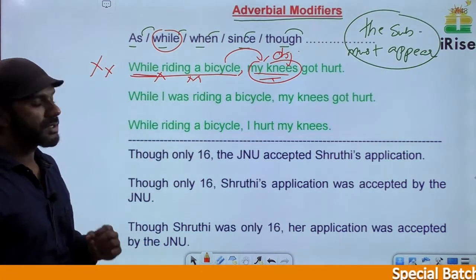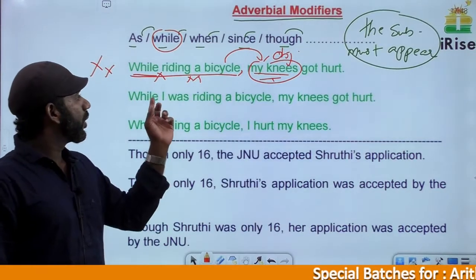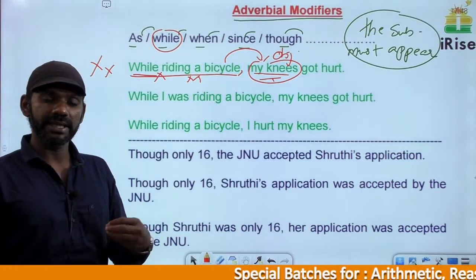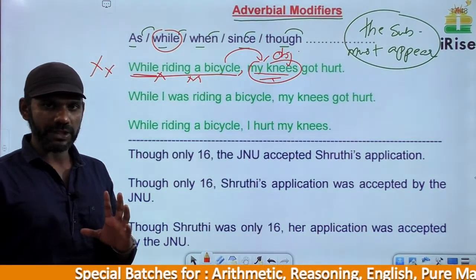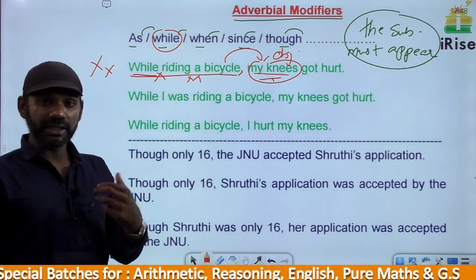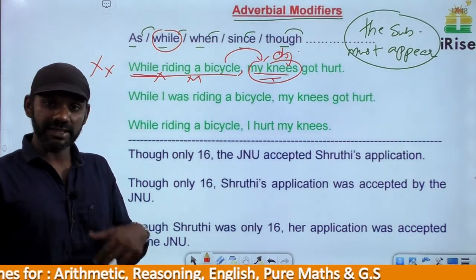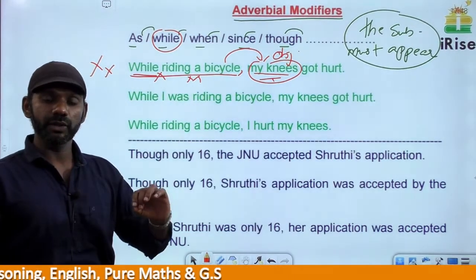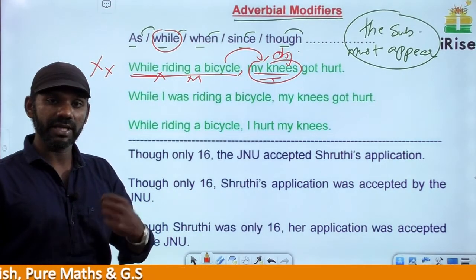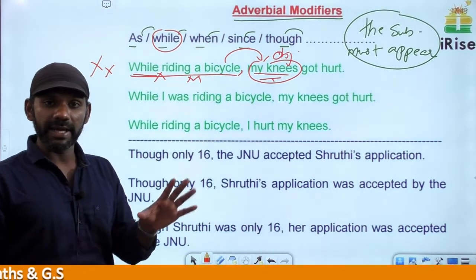In the given sentence, what is the subject? While riding a bicycle means the bicycle is doing the action or receiving the action? Receiving the action. Object. My niece got hurt means my niece received the action. Object. There's no subject in the given sentence. I told you, if a sentence does not contain a subject or a verb, that sentence is grammatically wrong.